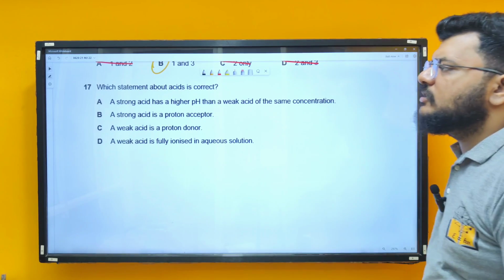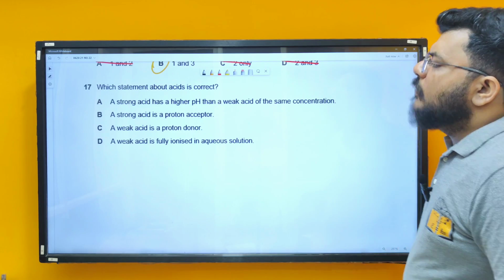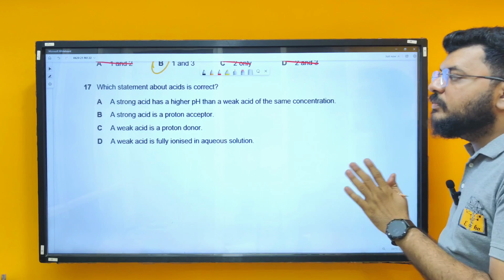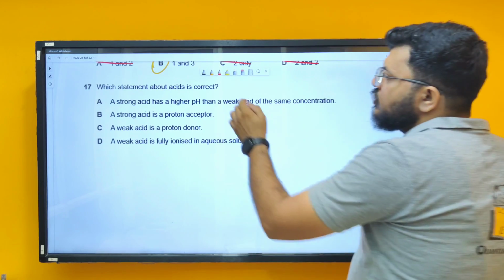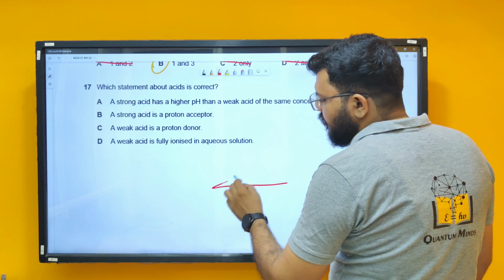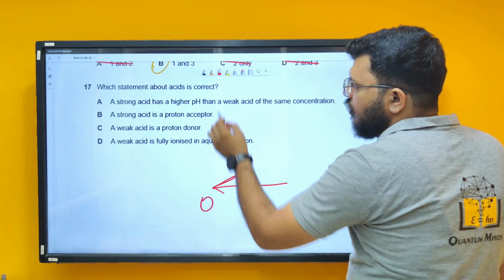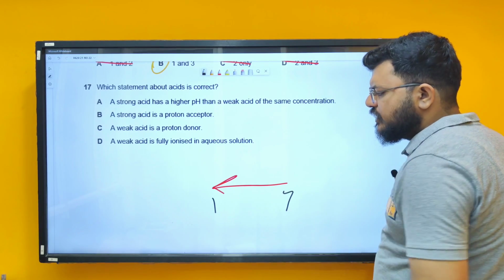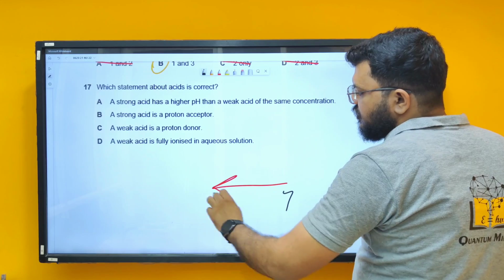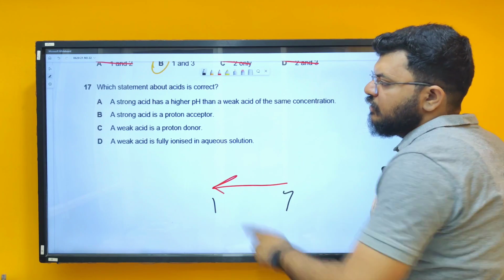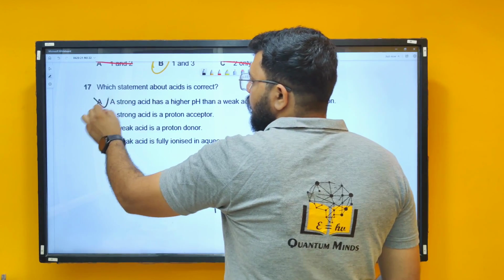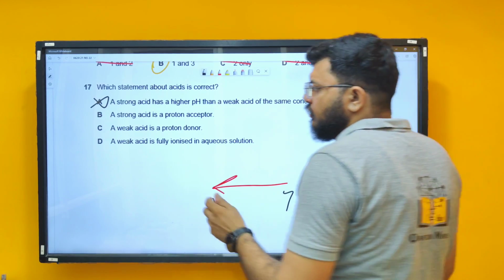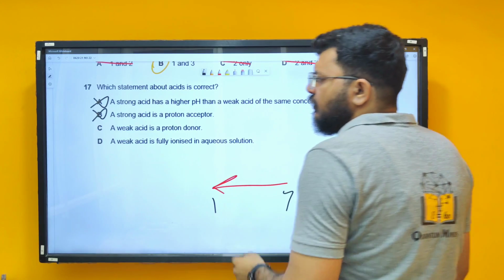Let's look at the next question. Which statement about acid is correct? A strong acid has a higher pH than a weak acid of the same concentration. Actually, the lower the pH, right? So we have pH from 1 to 7, right? And the lower the pH, the stronger the acid, right? So this statement is incorrect. A strong acid is a proton acceptor. Any acid is a proton donor. So this is also incorrect.